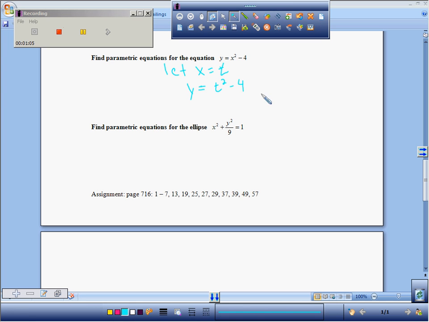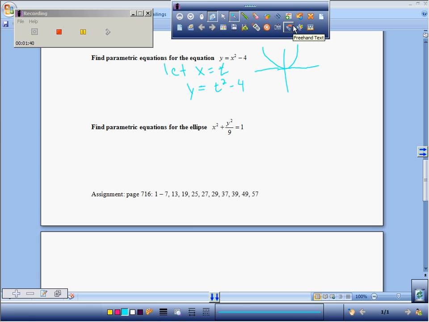So if I plug these into my calculator and graph this in parametric mode, I would get a right side up graph that just looks like that. Okay? Is that hard? Do you need me to show you on the calculator how to do that? You would just plug it in.